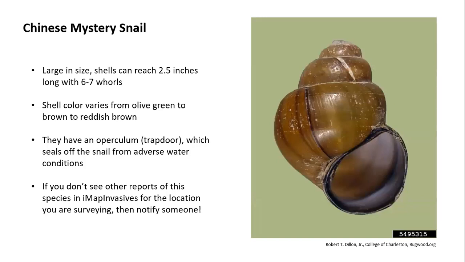And then the Chinese mystery snail. This is a really large snail. Its shells can reach anywhere from 2.5 inches long with 6 whorls. The color of the shell can vary from olive green to brown to reddish brown. And they have an operculum, or a trap door, which seals off the snail from water conditions.